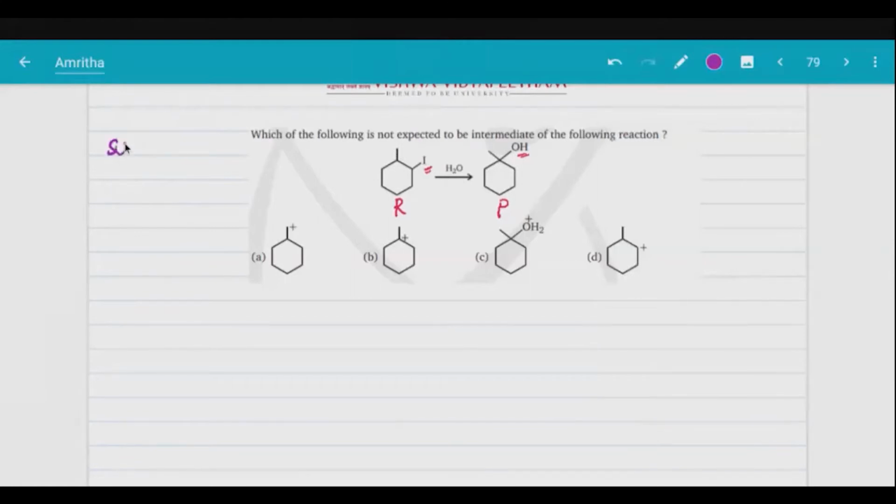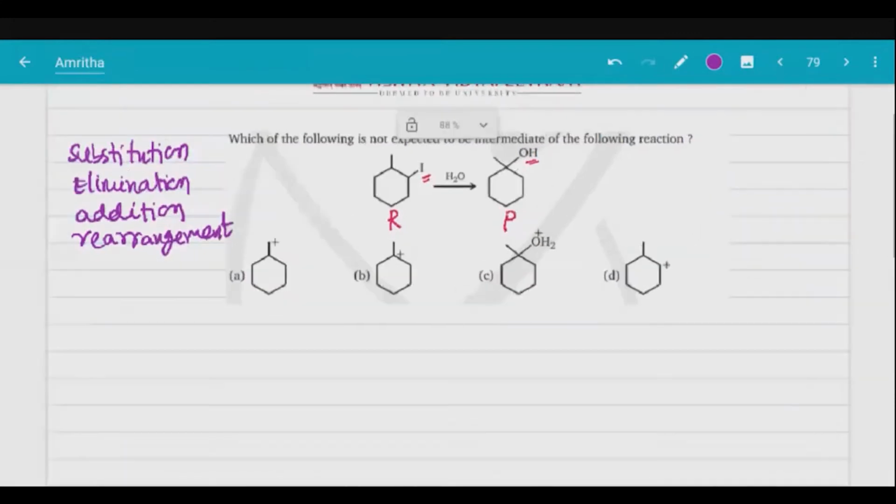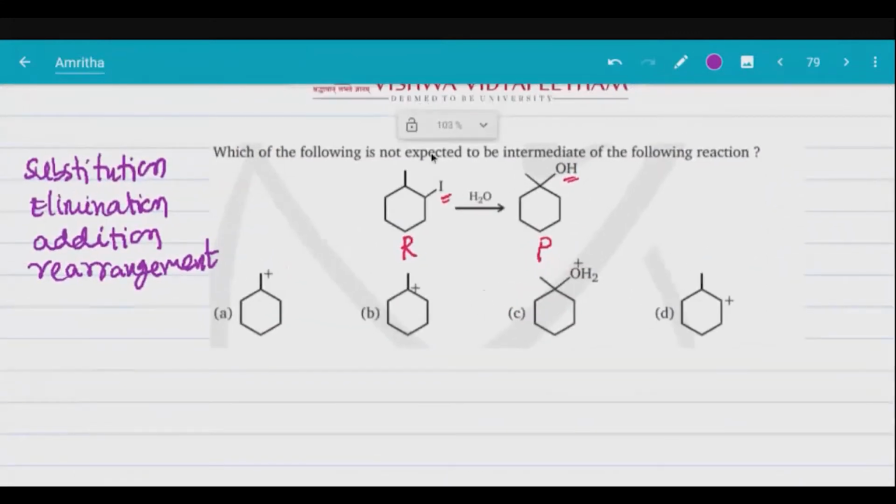There can be substitution, where one group or group of atoms is replaced with another group. Or elimination type, or addition, or rearrangement. So these are the four types of reactions. Now what type of reaction is it, among these four types?